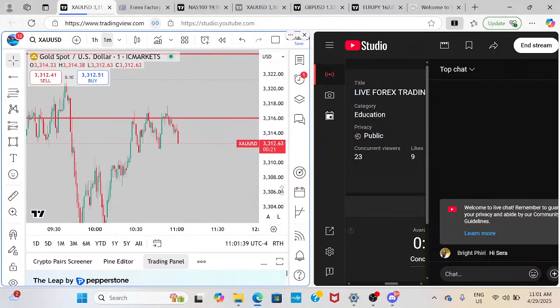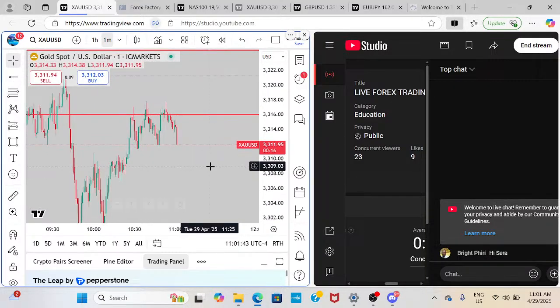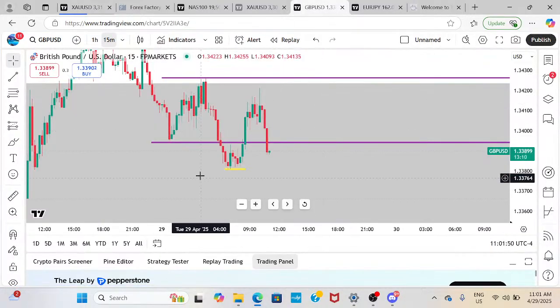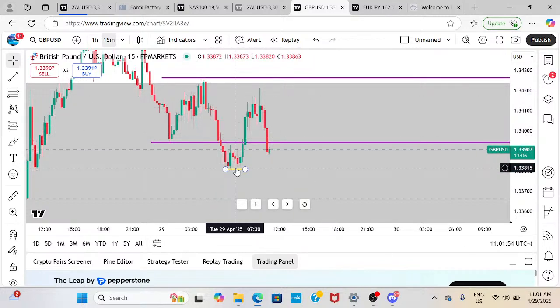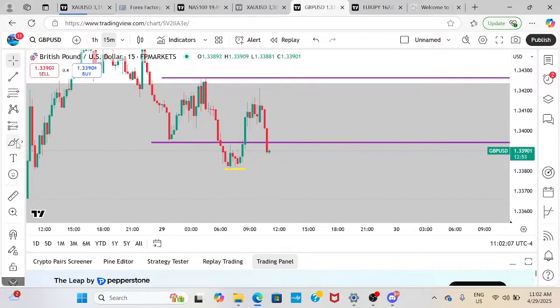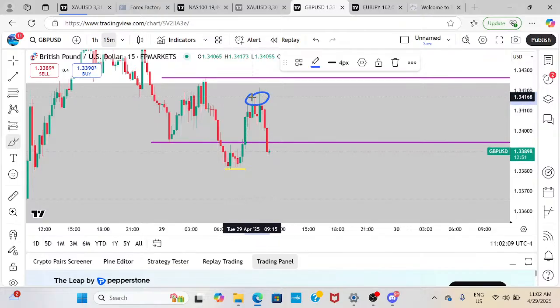Okay. So once we get to 10, 15 likes, then we can get started with the analysis. We'll start off by analyzing gold. After that, we'll look at GBP. I gave a sell on GBP which is about to hit the first take profit. The first take profit is at around 1.3380. Yeah, 82 right here. And this is a sell I posted on the VIP group, and we took that sell around here.